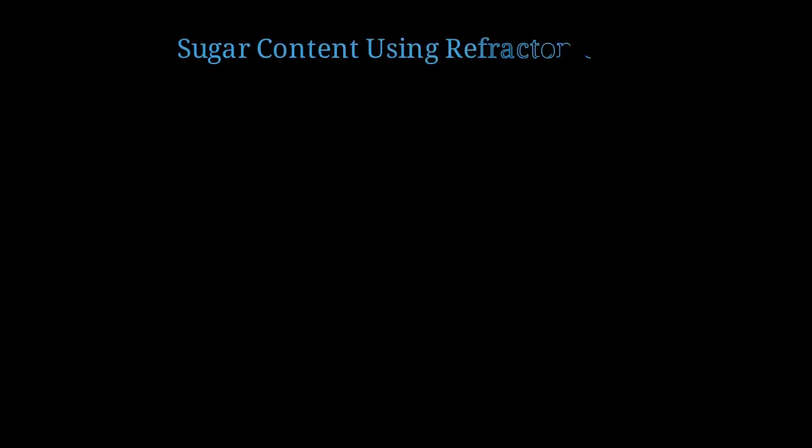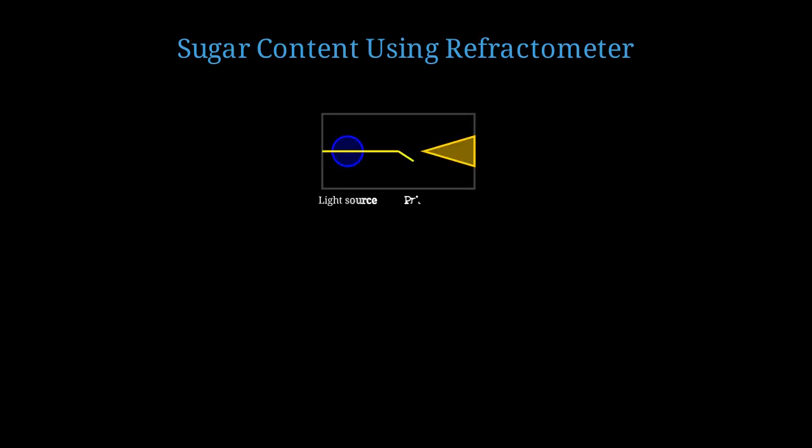A refractometer measures dissolved solids, primarily sugars, by analyzing how light bends through a sample. Light passes through the sample on a prism. The refraction angle depends on sugar concentration. Read as degrees Brix on the scale. Brix measures grams of sucrose per 100 grams of solution.